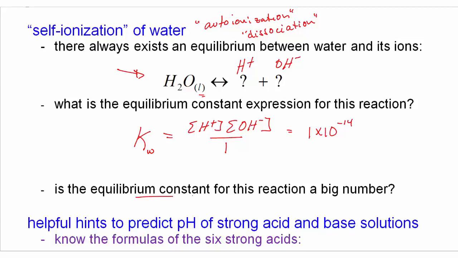So this equilibrium constant is a very small number, right? This reaction hardly even gets started. It's almost all in the backwards direction. Water is a very, very weak acid, right? It doesn't produce hardly any hydrogen ions at all.